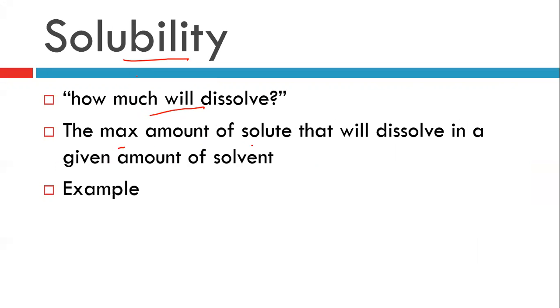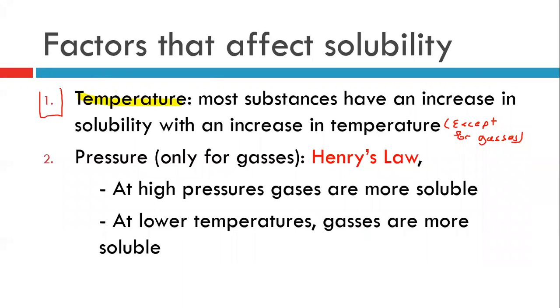Now, in terms of solubility, just understand how much will dissolve. The maximum amount of solute that will dissolve in a given amount of a solvent is what we're going to refer to as solubility. Now, I just want to recap the factors that can affect solubility. That's going to be temperature and pressure. Most substances have an increase in solubility with an increased temperature, except for gases. We'll talk about why. But pressure is only going to matter when we think about gases.